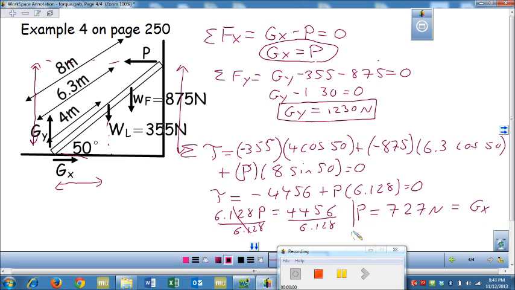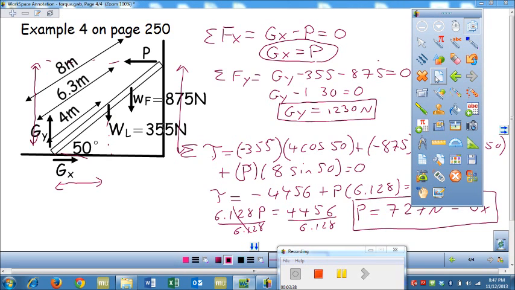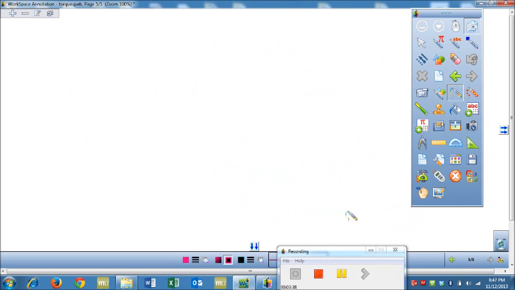So now we've solved the whole problem. We've got P, we've got G sub x, and we've got G sub y. That's all there is to it. Alright, now let me get a fresh page so that I can give you a problem to try. Let me just pause it while I put it up.